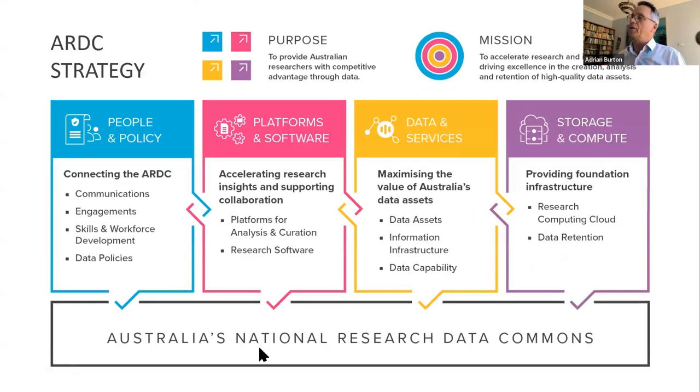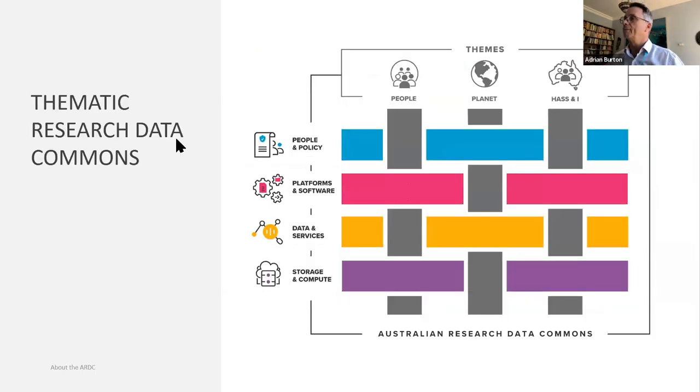We have a number of capabilities all the way from the right-hand side there in storage and compute through data services, platform software, and all the way to the left-hand side there, people and policy. We take a holistic view as to what infrastructure might be. You see those capabilities on the left of this diagram here. We actually then target all our capabilities at three different domain areas, three different themes here.